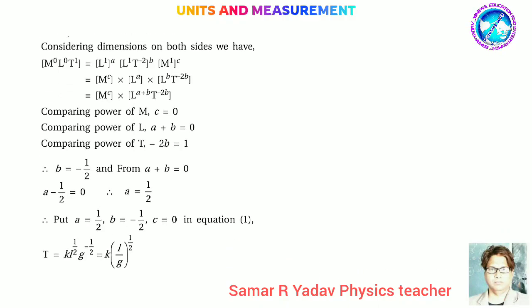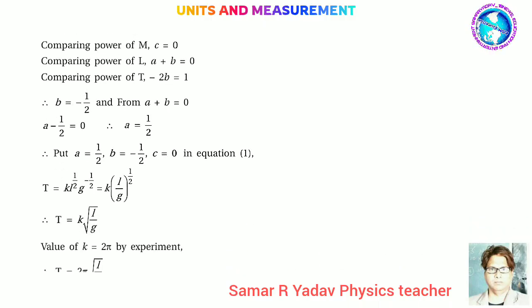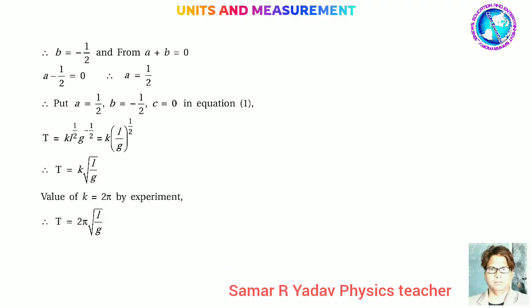Therefore, b is equal to minus 1 half. And from a plus b is equal to 0, a minus 1 by 2 is equal to 0, a is equal to 1 by 2. Put a is equal to 1 by 2, b is equal to minus 1 by 2, c is equal to 0 in equation number 1. Therefore, T is equal to K L^(1/2) g^(-1/2) is equal to K (L/g)^(1/2). Therefore, T is equal to K under root L by g. Value of K is equal to 2 pi by the experiment. Therefore, T is equal to 2 pi under root L upon g.